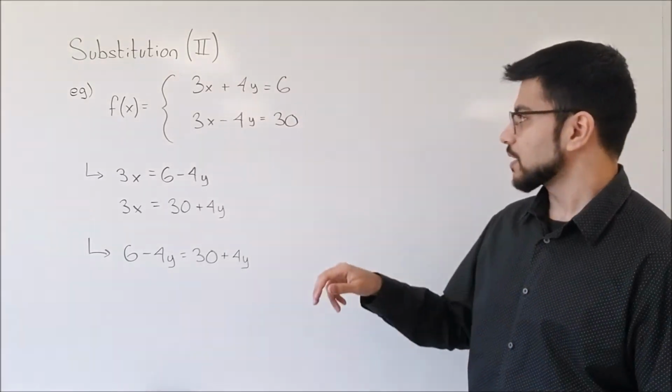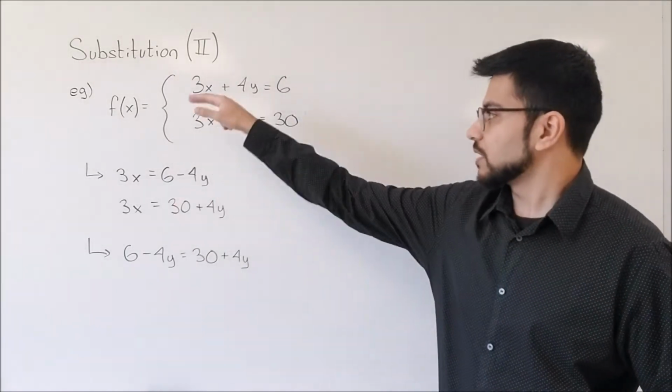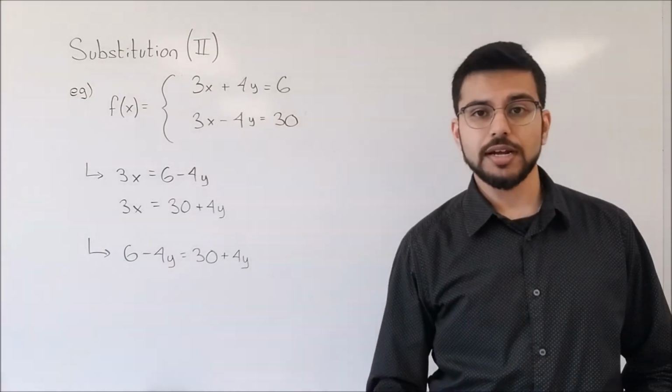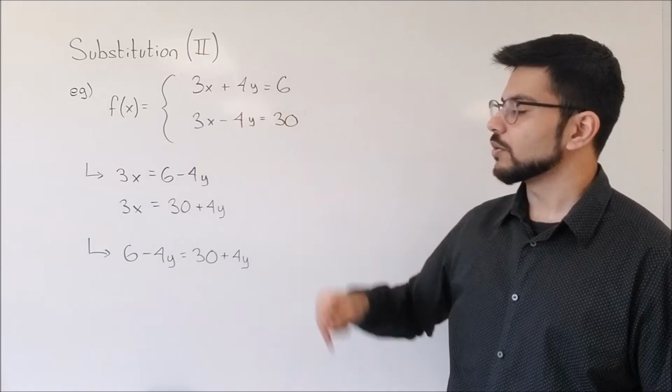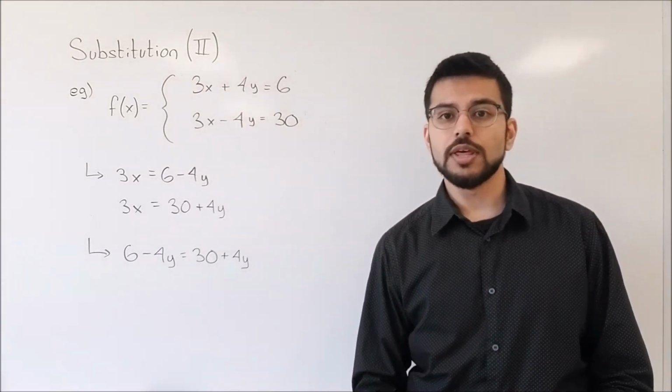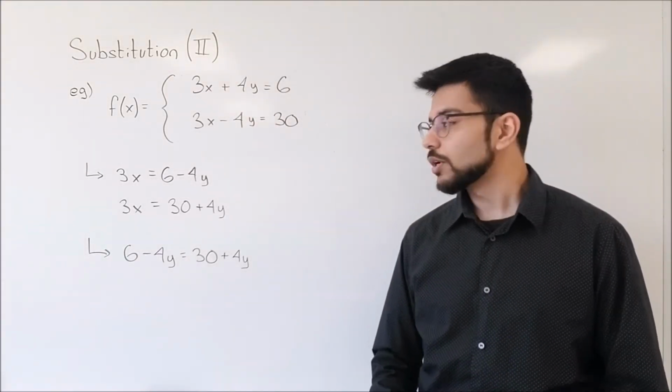You might be recognizing that, hey, I could probably do elimination now because I have 3x and 3x. You could subtract the second equation, or you could just add the 2 equations and eliminate your 4y's. And that's true, you could do that. We're going to do that in elimination part 2.